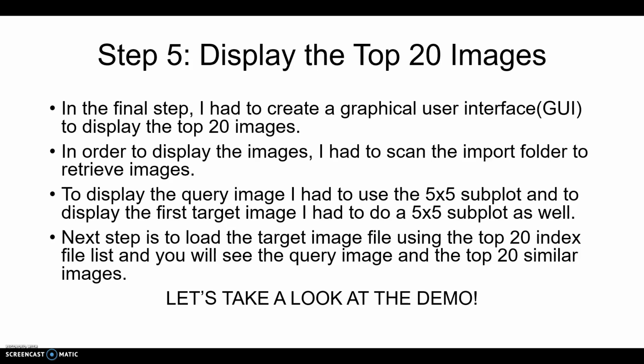Last and final step, I had to create a graphical user interface, figure 1, to display the top 20 images. In order to display the images, I had to scan the import folder to retrieve the images. And then to display the query image, I had to use a 5x5 subplot. And then to display the first target image, I had to do a 5x5 subplot as well. Next step, I had to load the target image files using the top 20 index file list, and you will see the query image and the top 20 similar images.